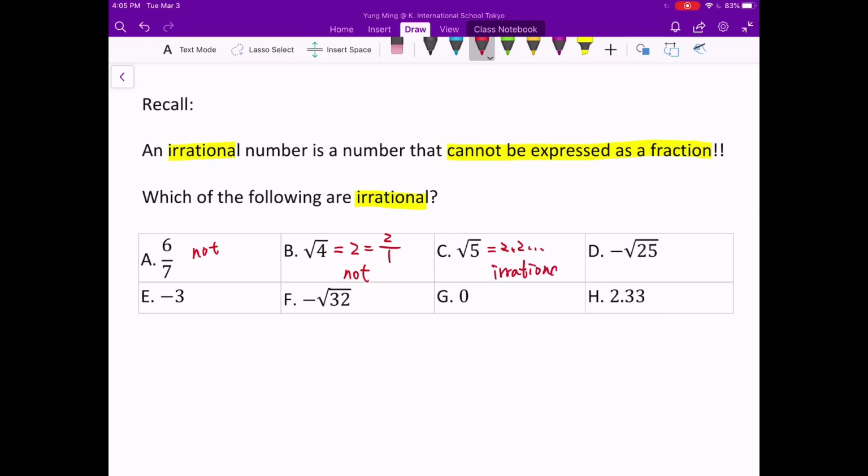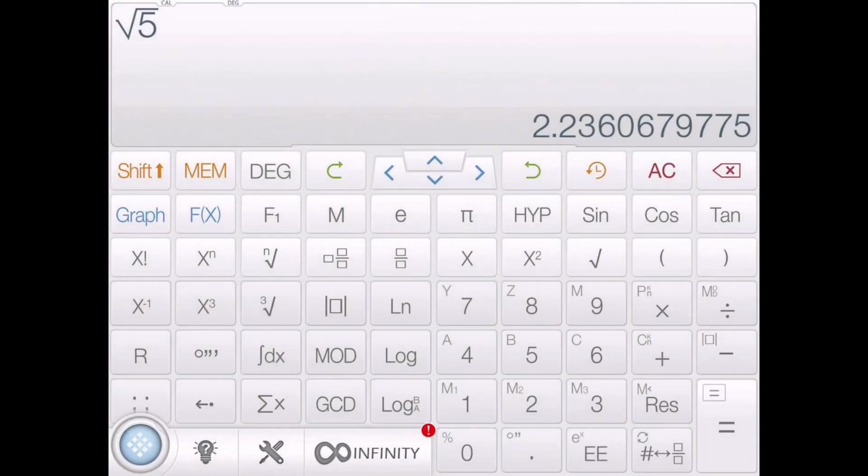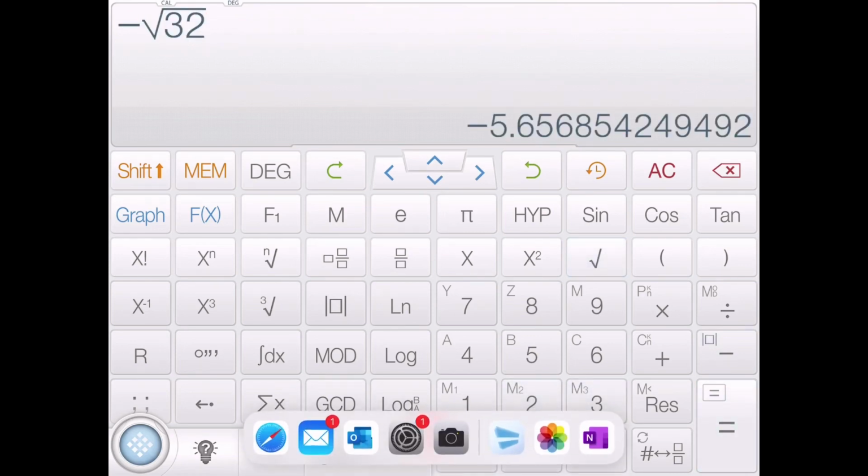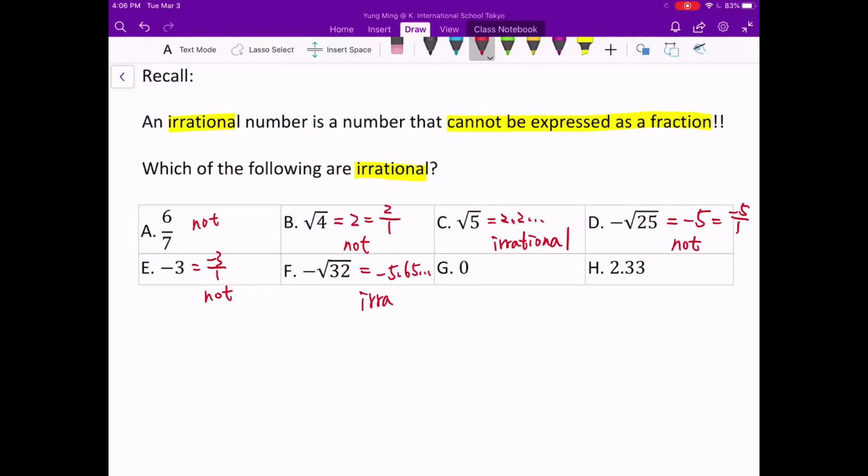It's bad, irrational. Okay, the next one over here is minus 5. Minus 5 can be written as minus 5 over 1, so you are safe, you are not a bad guy. This guy over here is minus 3 over 1, again, you are not bad. This one, minus square root 32. 32 looks pretty friendly, but if you put in minus square root 32, you will get minus 5.656 and so on over here. So this is actually irrational.